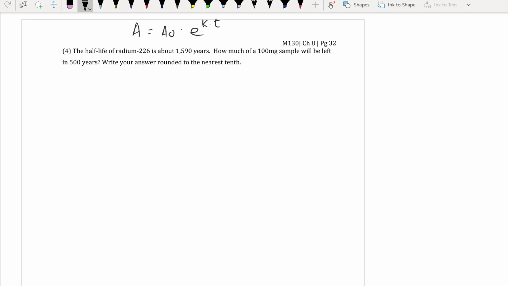So, okay, it tells us that our initial amount is here. And the initial amount is going to be A naught. So A naught is equal to 100 milligram sample, okay? And it tells us in about how many years. So that's going to be in the 500 years. So this is what eventually we want to happen as part B.